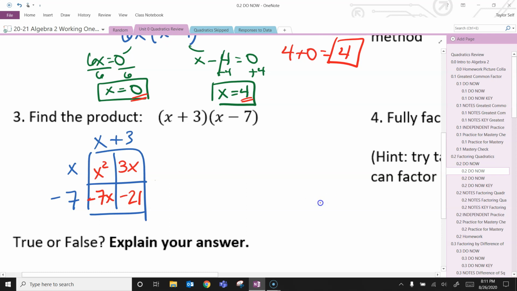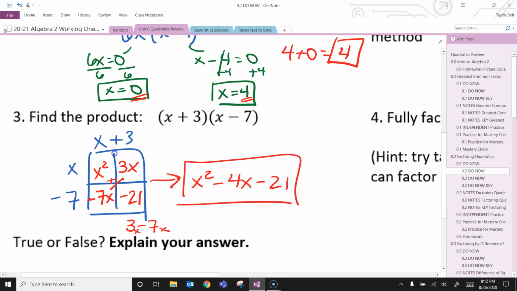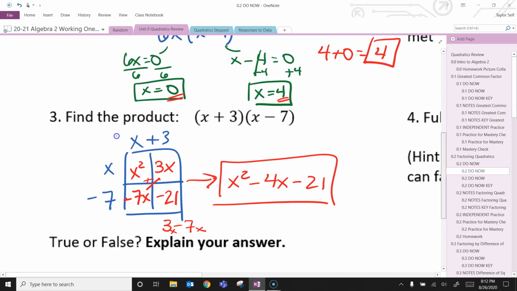Now we need to combine them. x squared, add the diagonals. Negative 7 plus 3x is the same as saying 3 minus 7. 3x minus 7x. So 3 minus 7 is negative 4x minus 21. That is the product.